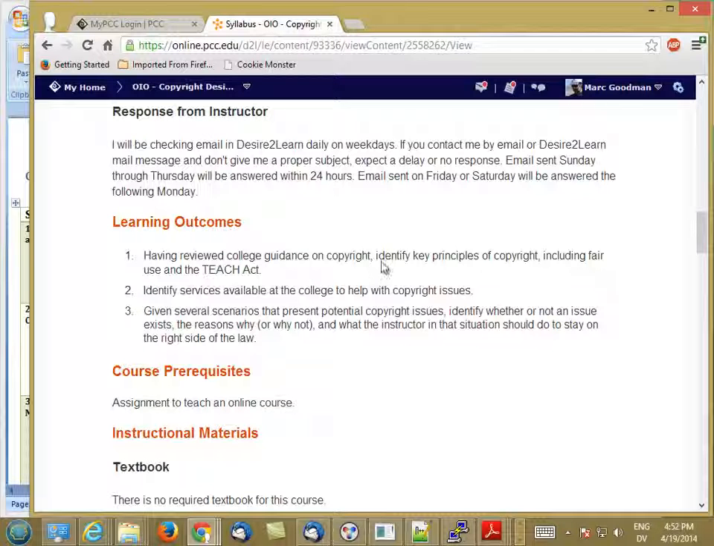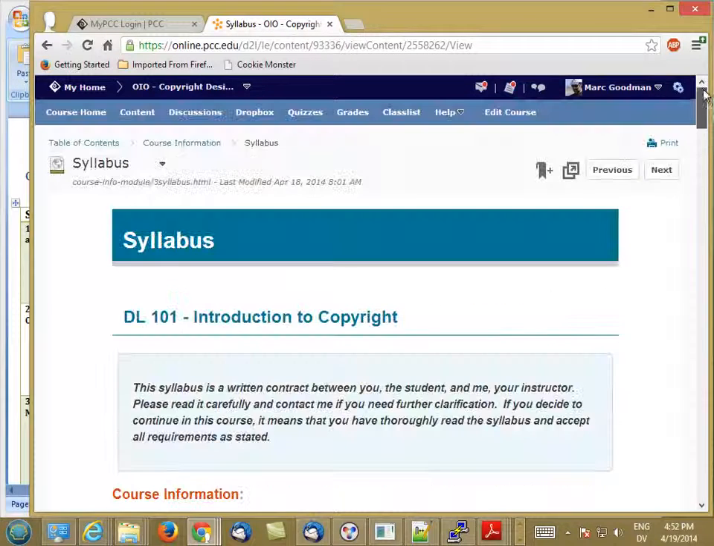There should be some sort of assessment where I can actually observe whether this outcome is being met or not. Same with identifying services available at the college. There should be an assignment or an assessment where I can observe whether that learning outcome is being met or not, and so on. So let's look at the unit level learning outcomes, or module level learning outcomes.